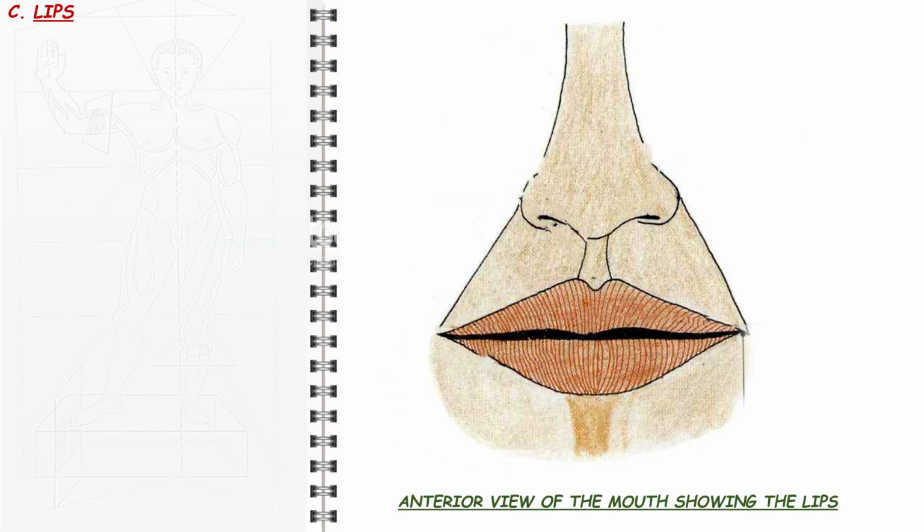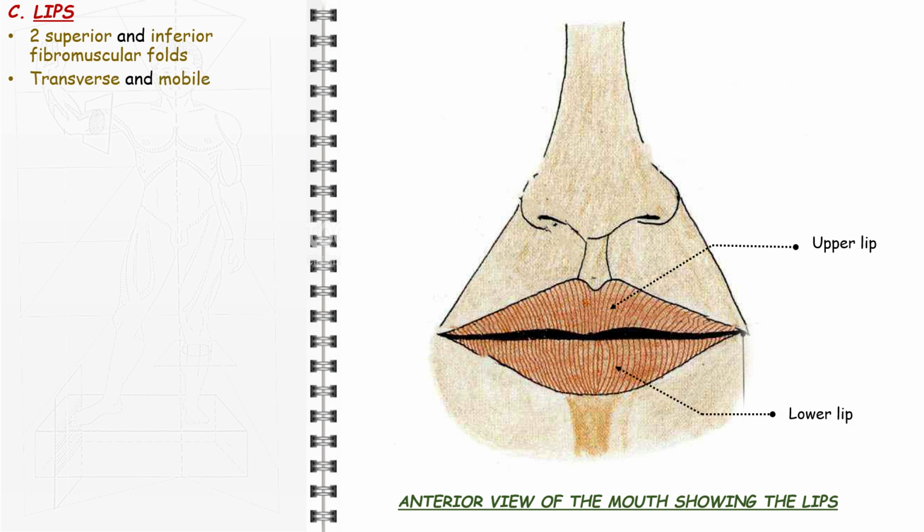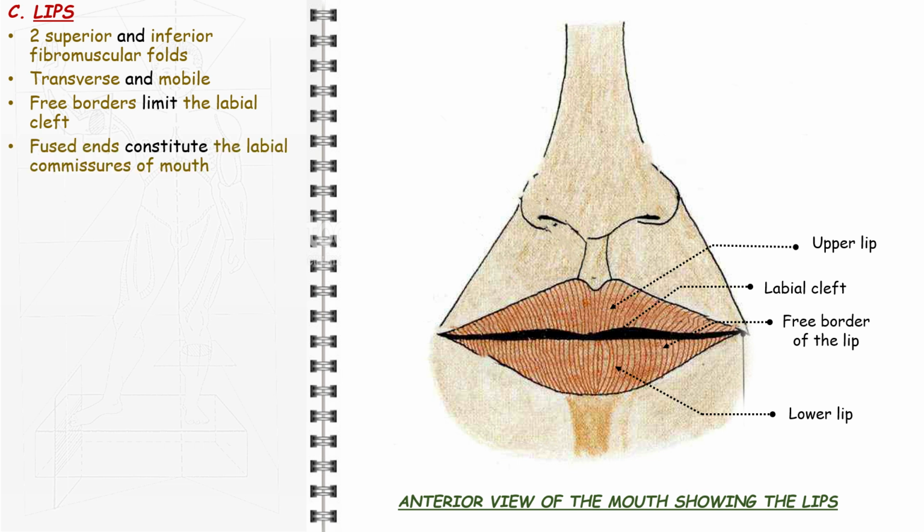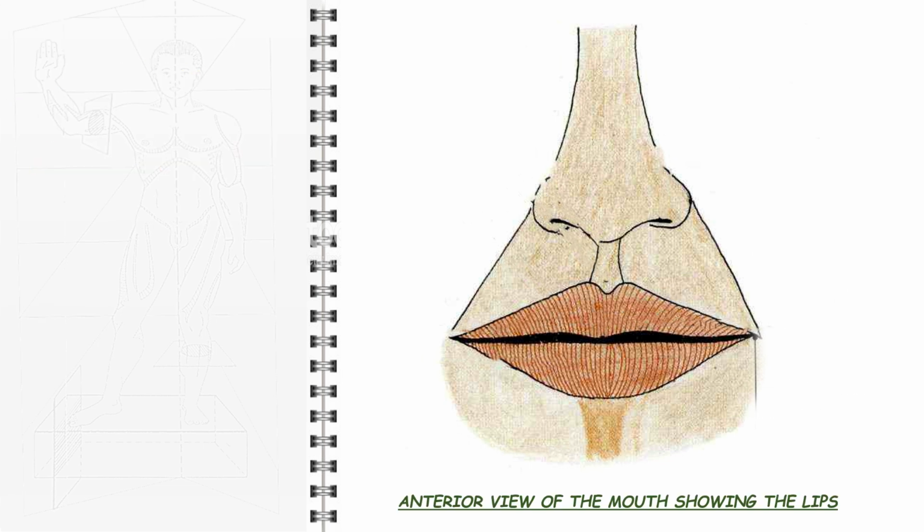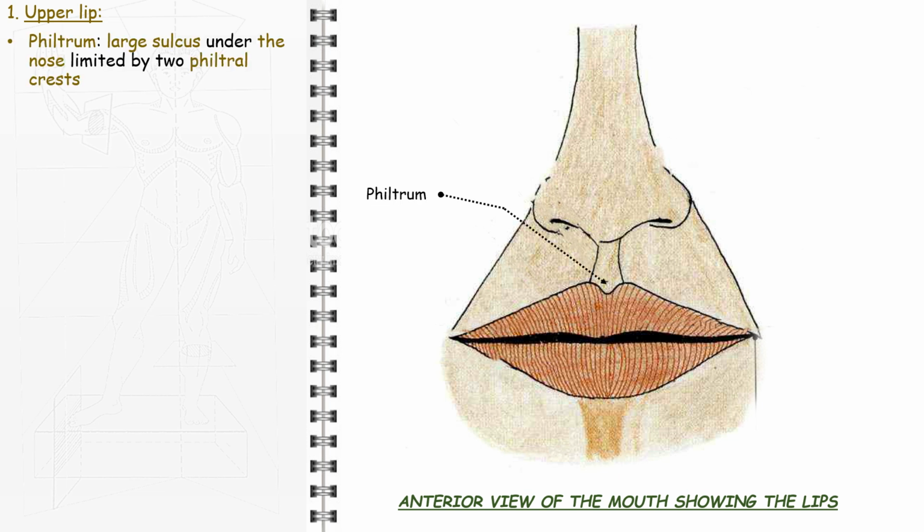The lips are two superior and inferior transverse and mobile fibromuscular folds. Their free borders limit the labial cleft. Their fused ends constitute the labial commissures of mouth. The upper lip is marked by the philtrum, a large sulcus under the nose limited by two philtral crests and by the tubercle of the upper lip. It is separated from the cheek by the nasolabial fold. The lower lip is separated from the chin by the mental fossa, usually hairy.